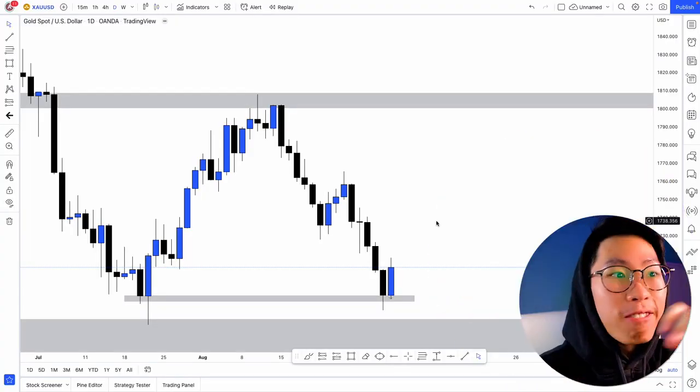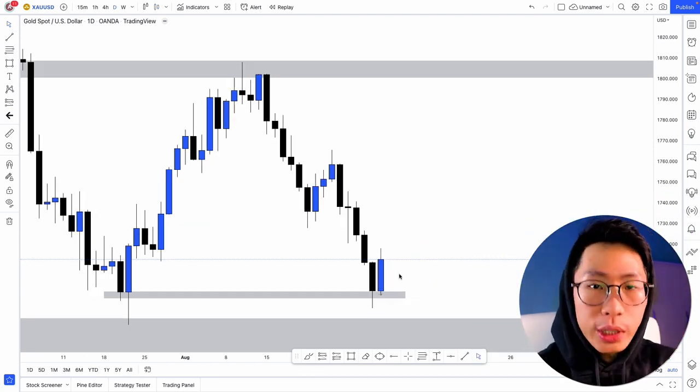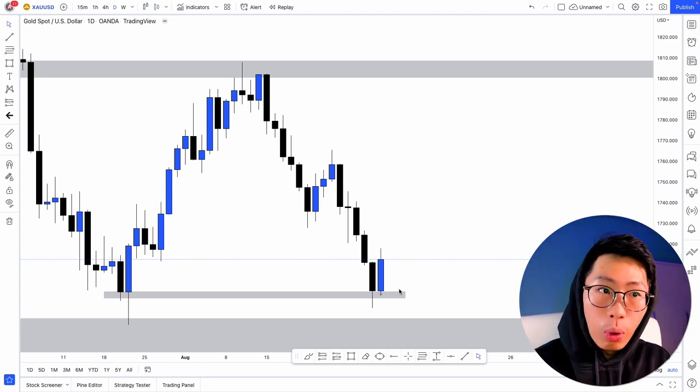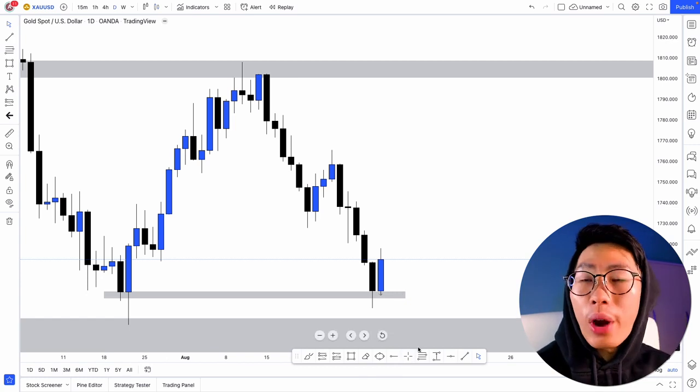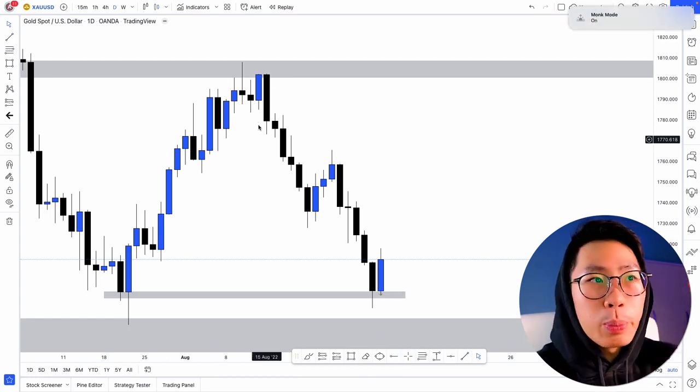Alright, so like I said, the first thing before you do anything is that you want to mark up your major support or resistance levels so that you will know where to buy and where to sell. So I marked up a major support level right here, and as you know, gold has been in this major downtrend and just been going down.